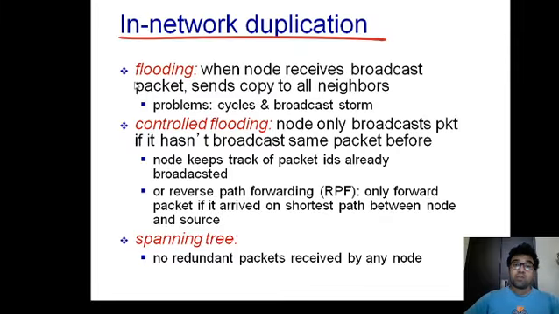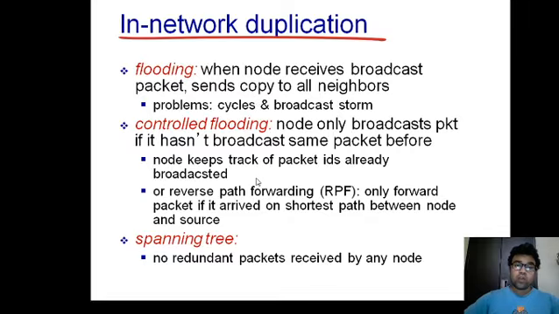Flooding is done with the help of the universal broadcast address, that is 255.255.255.255, but uncontrolled flooding can create a broadcast storm. It will create cycles, it will form loops, and there will be a broadcast storm in the network, and that will let the network down. The third technique of broadcasting is controlled flooding, but controlled flooding is good, but not the perfect way of broadcasting the information, because redundant packets are received by the nodes.